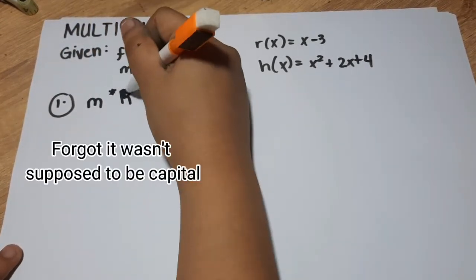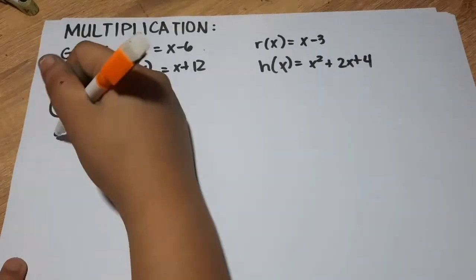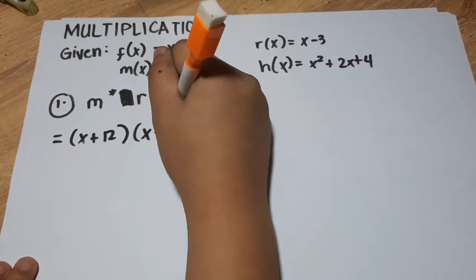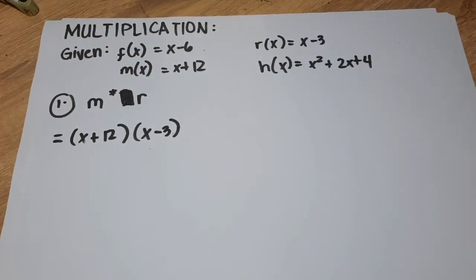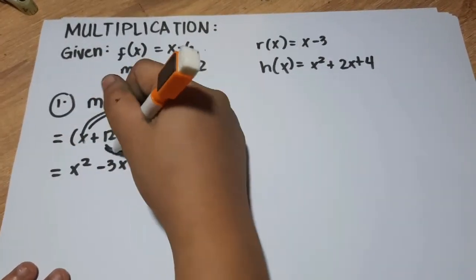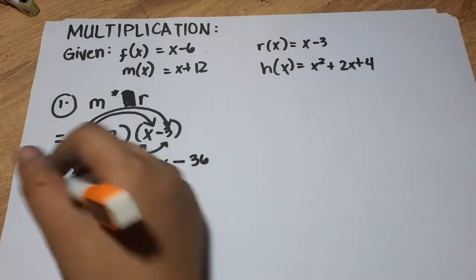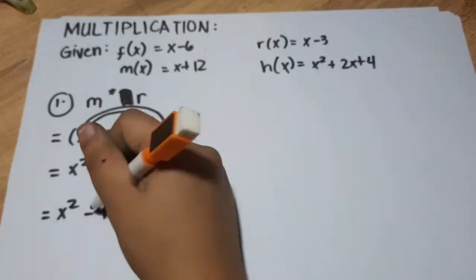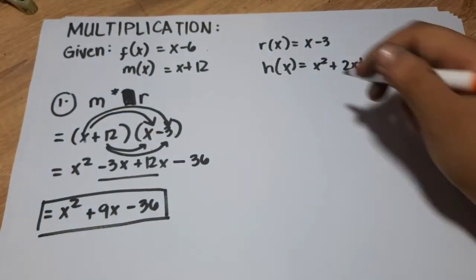Now, to find the product, we write them both inside parentheses, in which we will proceed to use the FOIL method. Following the rules of FOIL method, we need to distribute the values across the two equations in which we can get the final answer. Now, combining the like terms, we get x squared plus 9x minus 36.